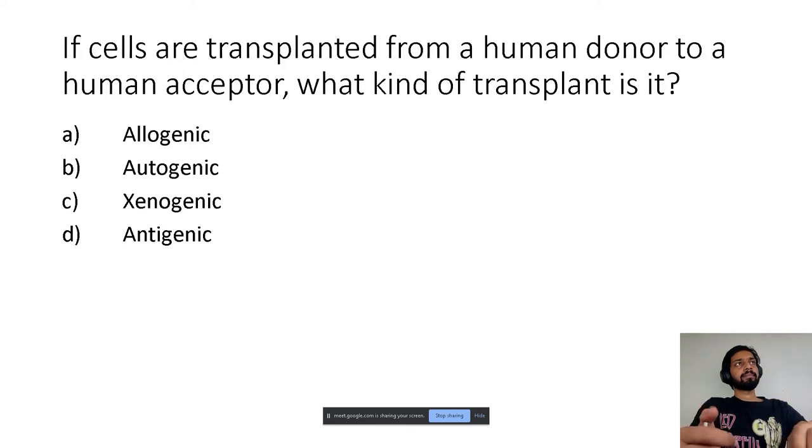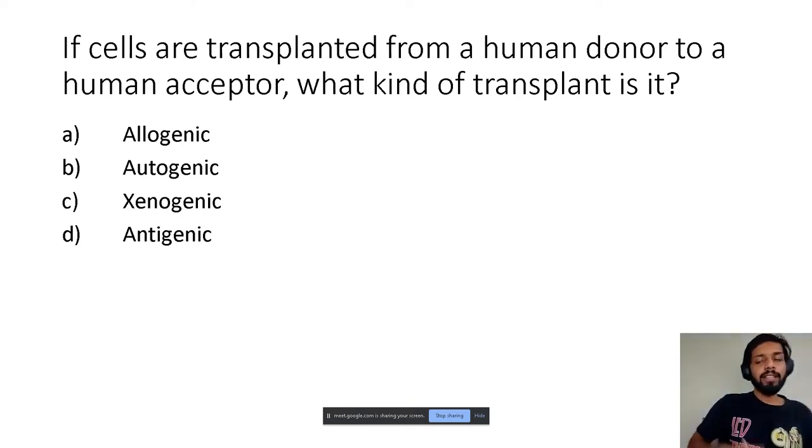Okay. If cells are transplanted from a human donor to a human acceptor, what kind of transplant is it? The options are allogenic, autogenic, xenogenic, and antigenic. Okay, so you're saying autogenic. Any other guesses? Option A, allogenic. Okay.